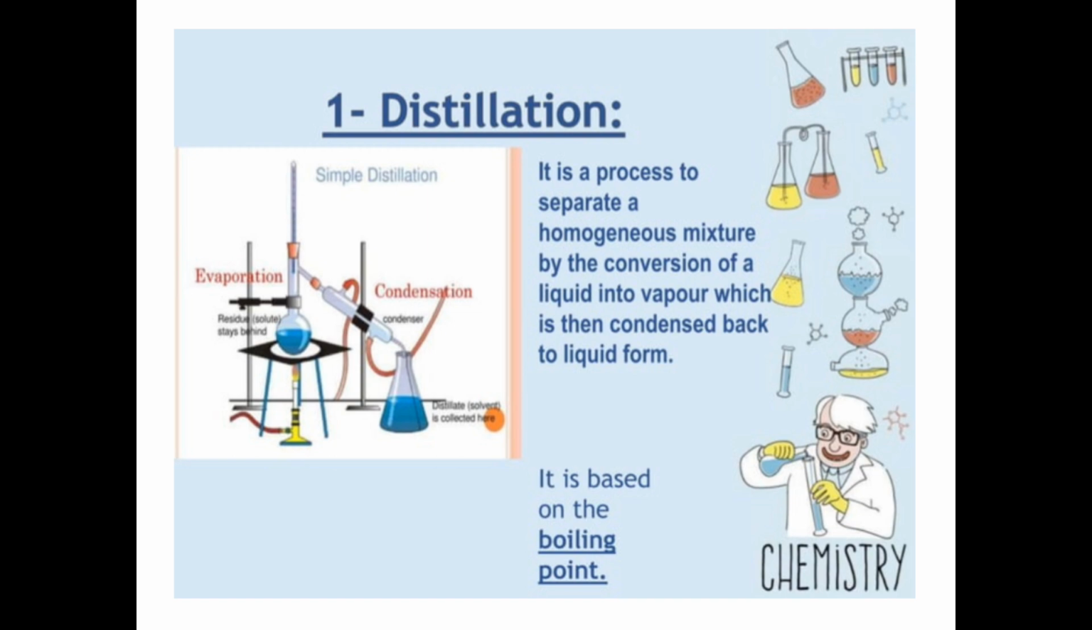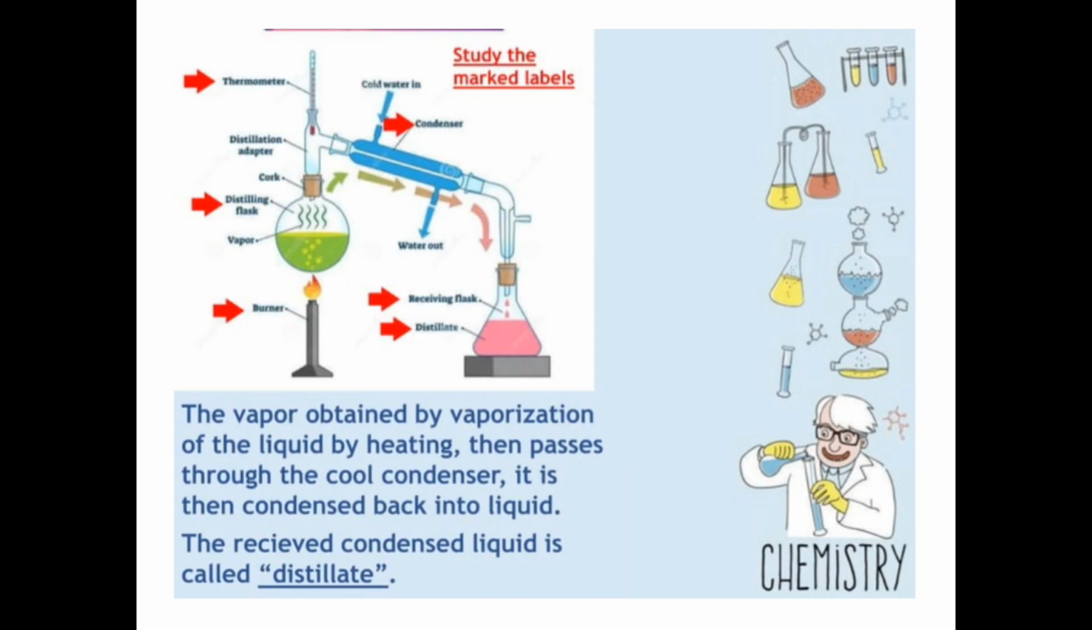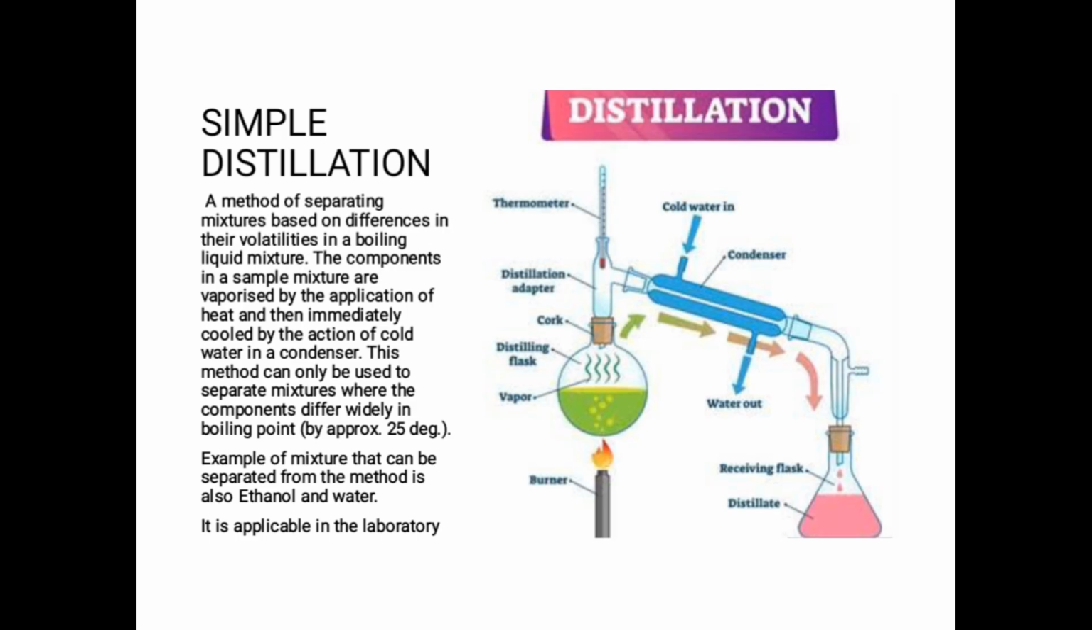Now, if they have a close range of boiling points, we use fractional distillation. If you have a wide range of boiling points, you use simple distillation. Please take note that distillation is used to obtain the purest form of liquids. For the purest form of solids we use crystallization. For the purest form of liquids we use distillation. So we have two types of distillation.